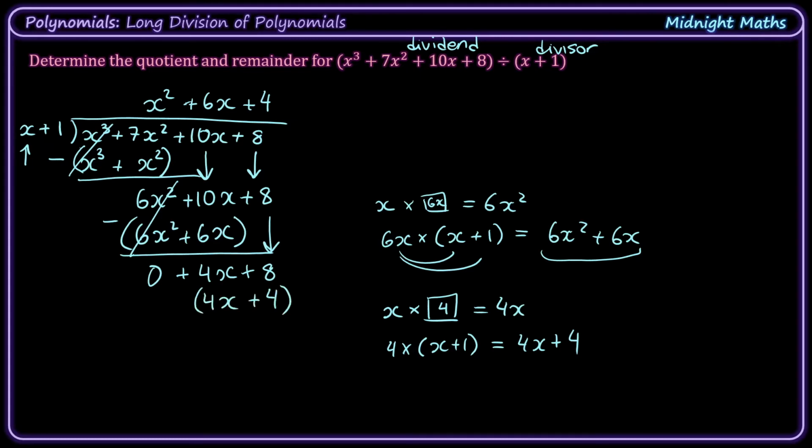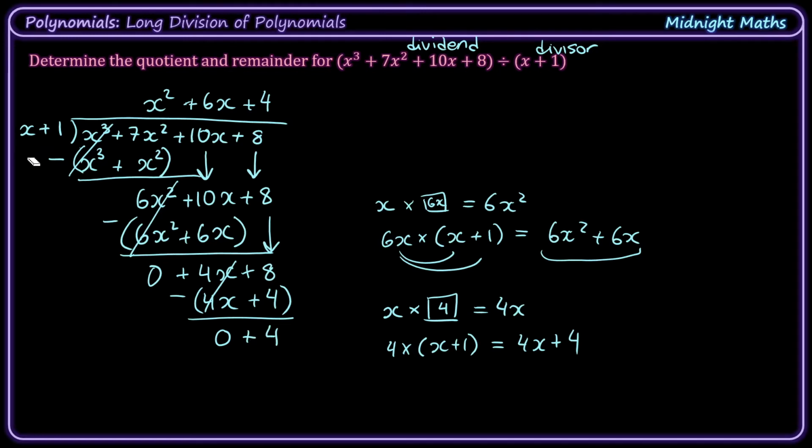We put the brackets around and we subtract that down away once again. We go 4x minus 4x. Fantastic, that disappears once more. That's what we want to see. And then 8 minus 4 is equal to 4.